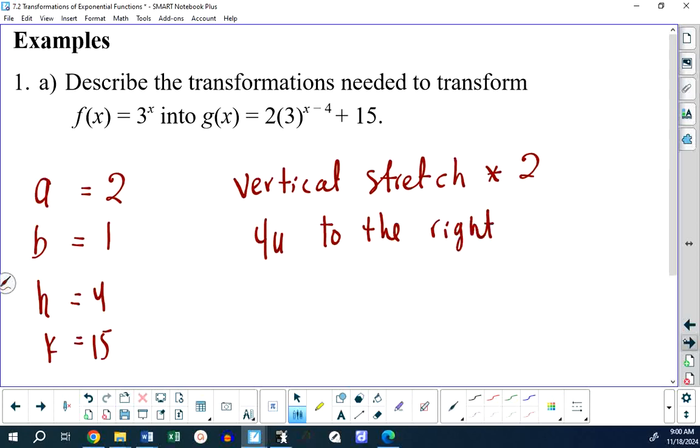There is a translation of 15 units up. Are we okay with that?